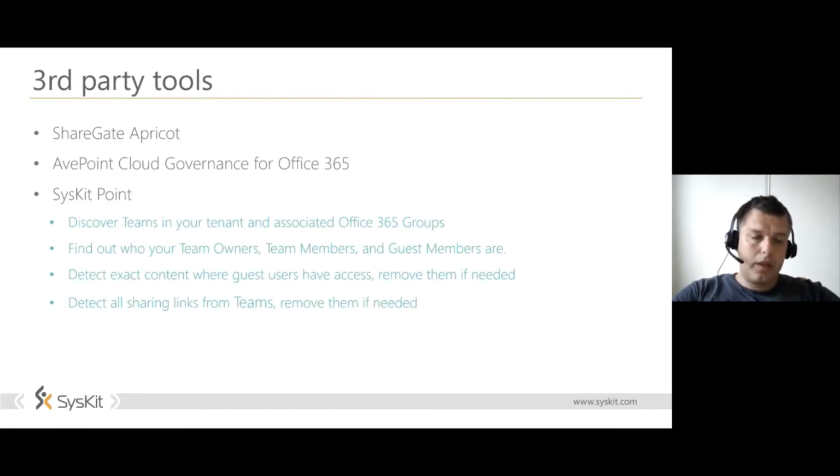And there is SysKit Point. Basically, what SysKit Point is doing is it will discover teams in your tenant and, of course, the associated Office 365 groups. You can find out who are the team owners, team members, and guest members, detect content where guest users have access, and of course remove that access if needed. And this is really cool, and I like this last feature a lot, to detect the sharing links from Teams, and of course to remove those if needed.